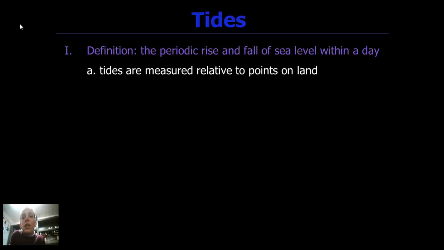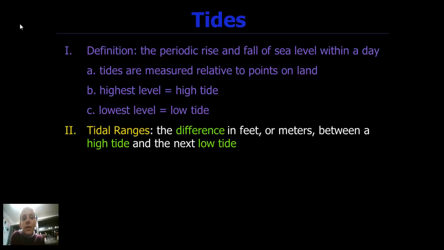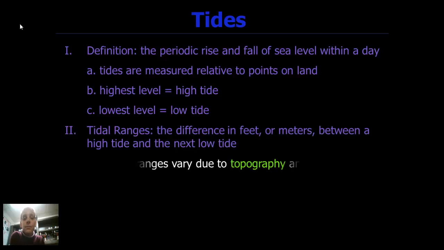Tides are measured relative to points on land. The highest level is known as high tide, thus the lowest level is known as low tide. Pretty straightforward. Tidal ranges are the difference in feet or meters between a high tide and the next low tide. Tidal ranges vary due to topography as well as latitude, and I'll explain why.